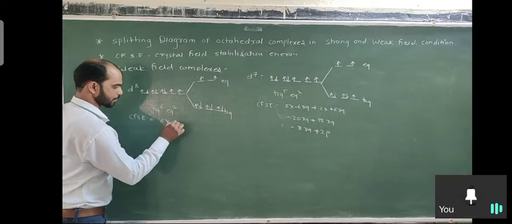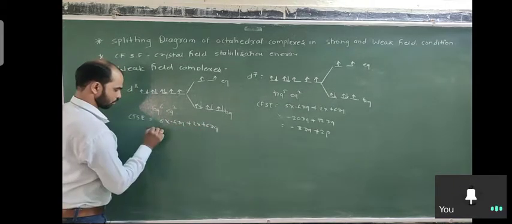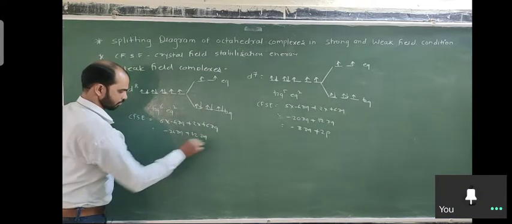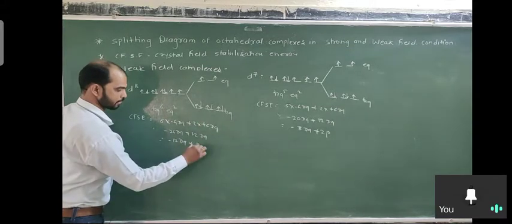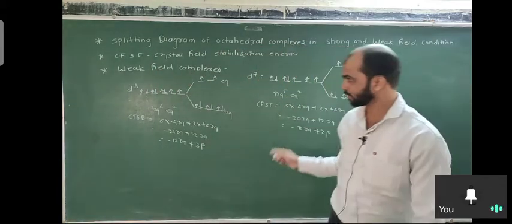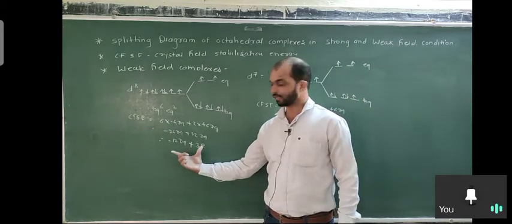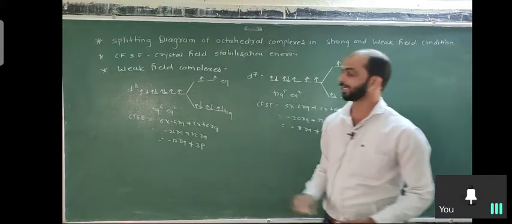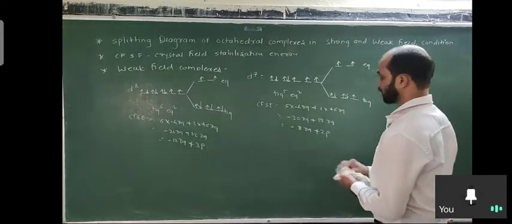So CFSE is 6 into minus 4 Dq plus 2 into plus 6 Dq. So it is minus 24 Dq plus 12 Dq. So the answer is minus 12 Dq plus how many pairs? 3 pairs. If you compare the D8 system in both conditions, you get the same answer: minus 12 Dq plus 3p is the CFSE. So same as D9 and D10.